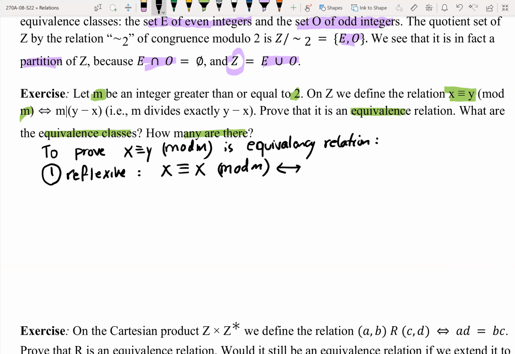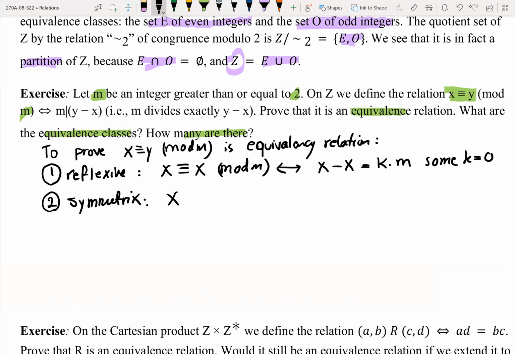And according to this definition, X minus X must equal some number times M for some K, which is 0, 0 works. So do X and X have the same remainder? Yes, because they are the same. Or you can say K equals 0.